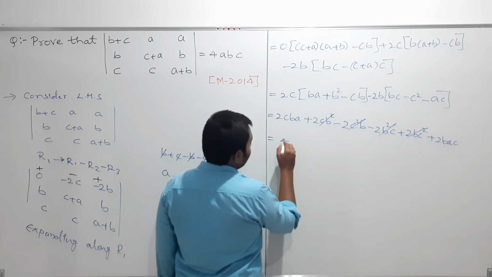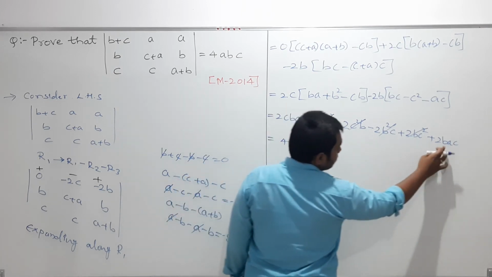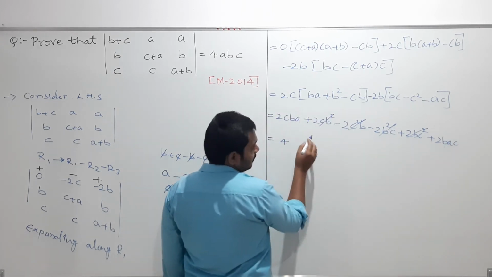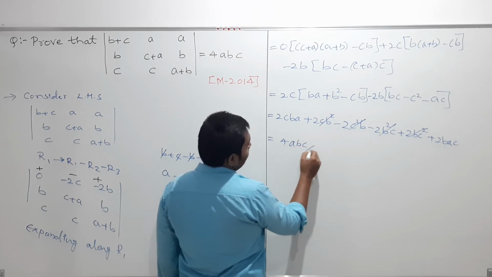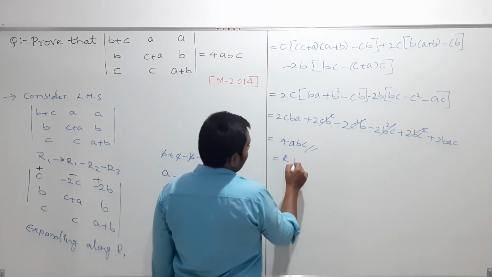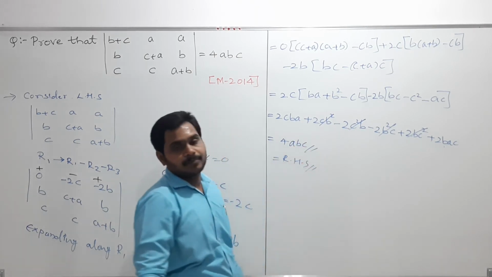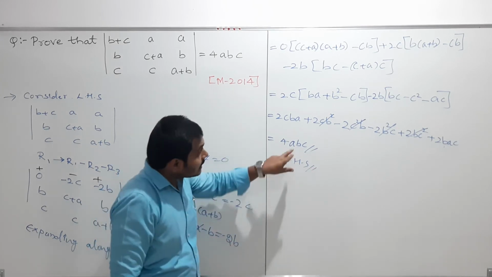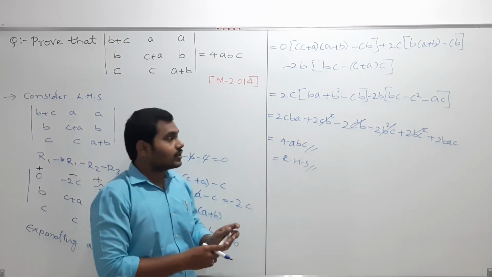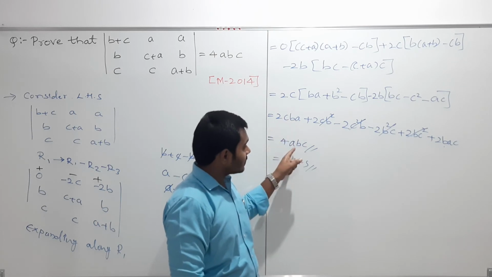So this we can write as CBA, and here also CBA is there. So 2 plus 2 is 4ABC you can write. So this is what you are required, the RHS. Clear? So my dear students, A, B, C are the elements. Therefore CBA is the same as ABC only.